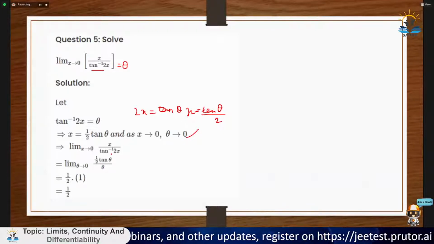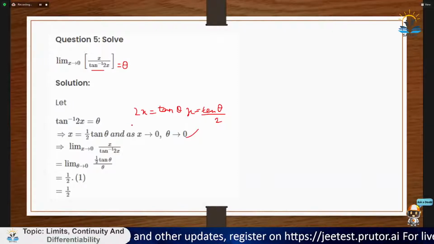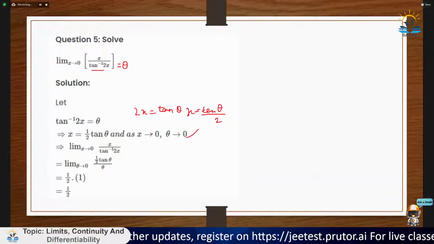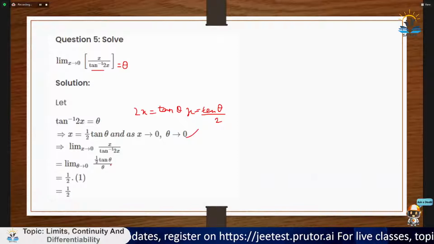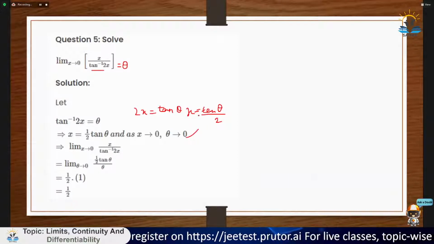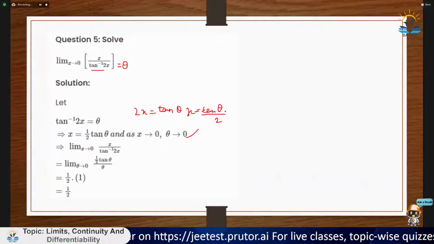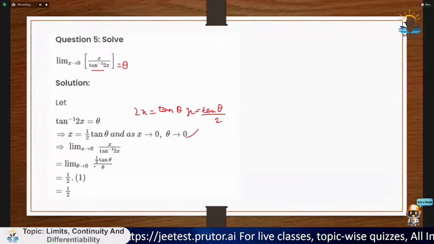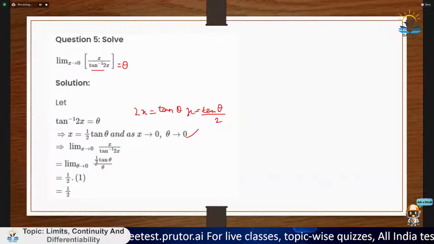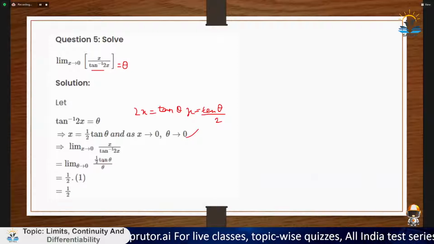So I just changed my functions from inverse trigonometry to trigonometry. So I wrote x equal to tan theta by 2, so x equal to tan theta by 2 divided by theta. From here, theta is tending to 0, because when x tends to 0, tan theta is equal to 0, which implies theta is tending to 0. So half tan theta upon theta. From here, theta is tending to 0. Tan 0 is nothing but this thing.